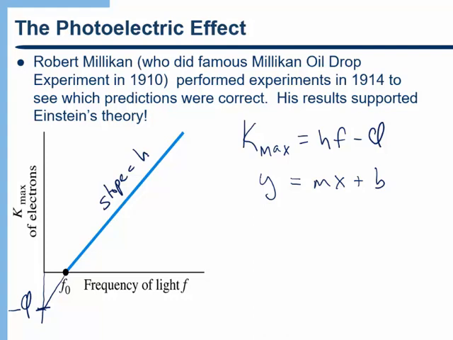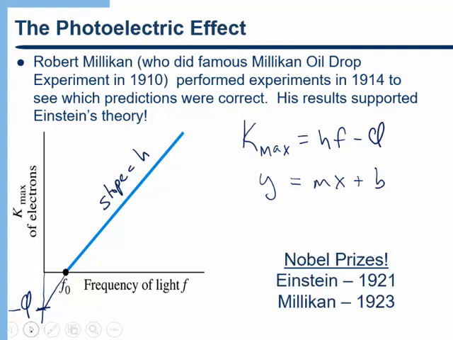So just like we can't explain interference and diffraction and refraction with thinking about light as being a particle, we have to use the wave theory. Here's an example of an experiment where we can only explain it by saying light is made up of particles. By the way, this was such an important experiment and theory that Einstein won the Nobel Prize in 1921, primarily for his work on the photoelectric effect, and Millikan won the Nobel Prize in 1923.